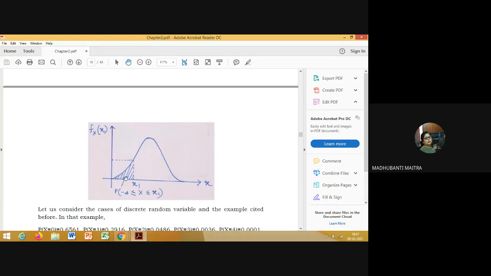So the area under this density function, area under this curve, will give us the probability that the random variable x will assume a value which is less than or equal to this value x1. So the probability of this event is equal to the area under the density function.